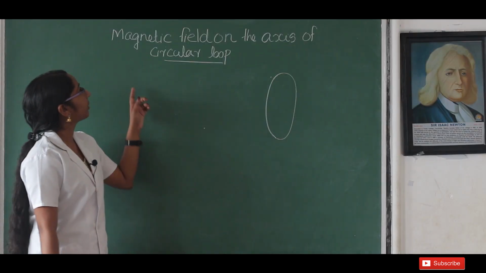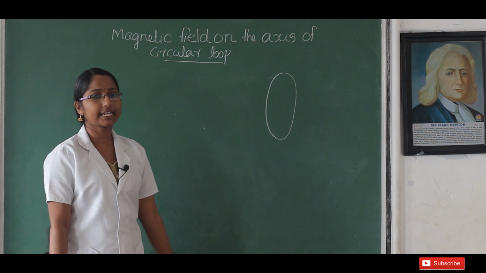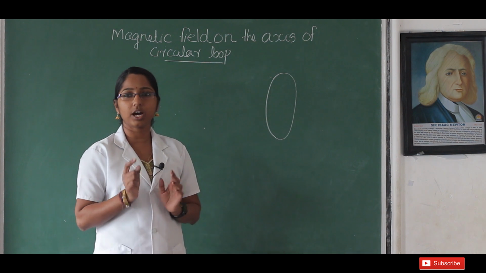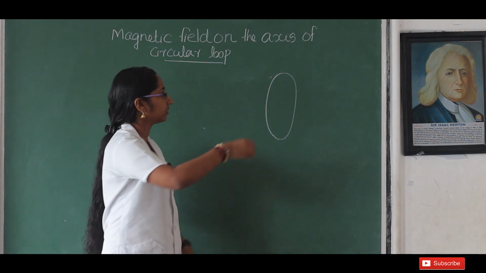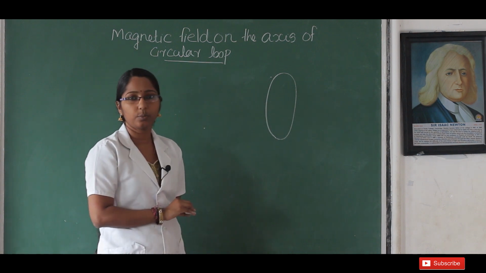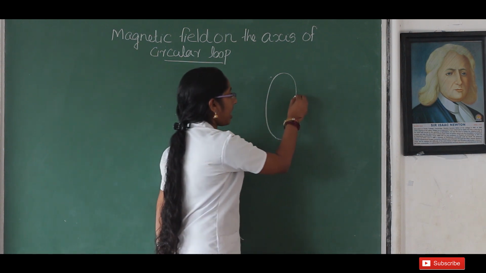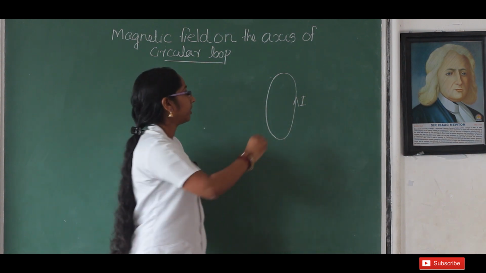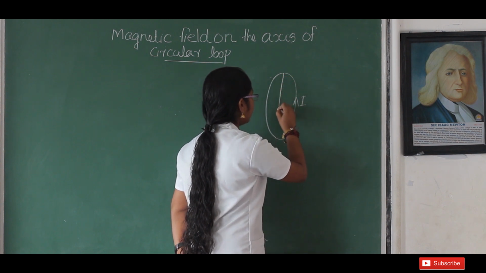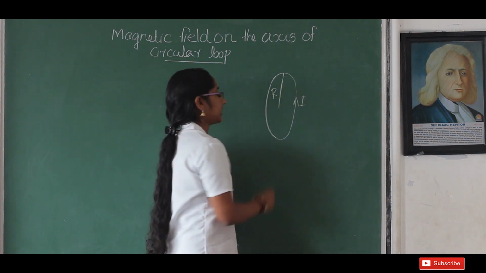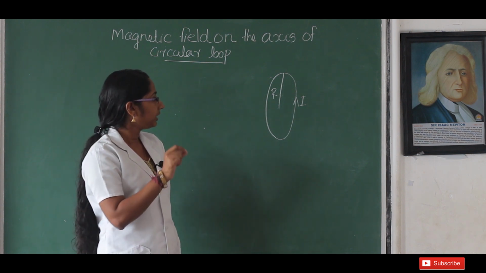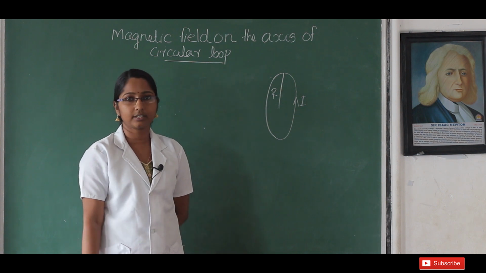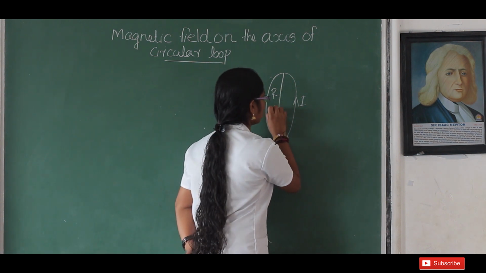Okay. Our next topic is magnetic field on the axis of a circular loop. For this, we are considering a circular loop of radius r. Let this be the circular loop, and through this a current I is flowing. A current of I is flowing through the circular loop. And r is the radius of the circular loop. And we know the axis means a straight line passing through its center. So here we can draw it.